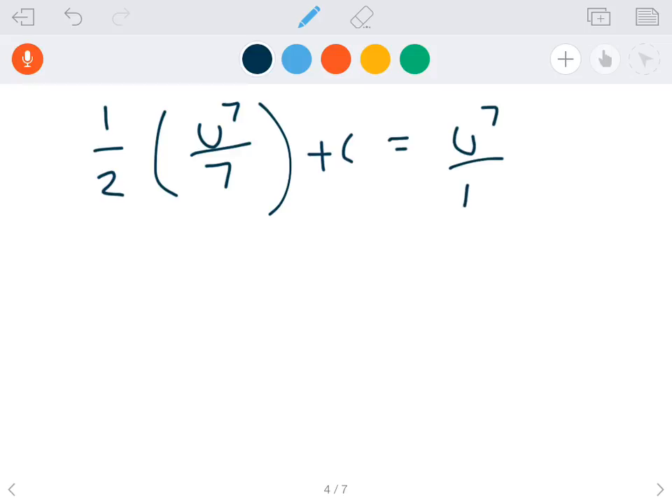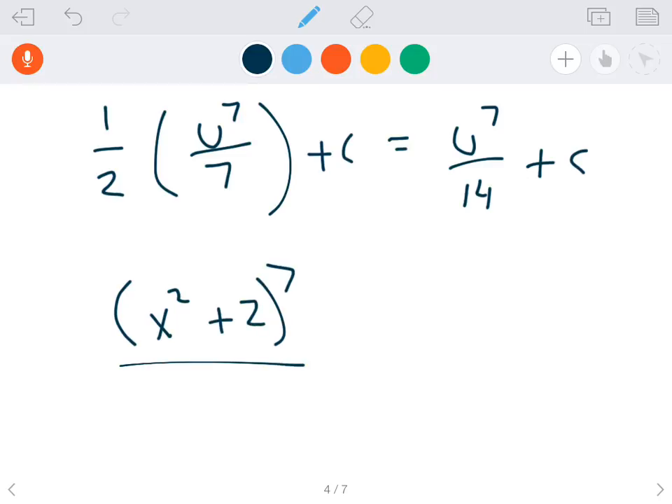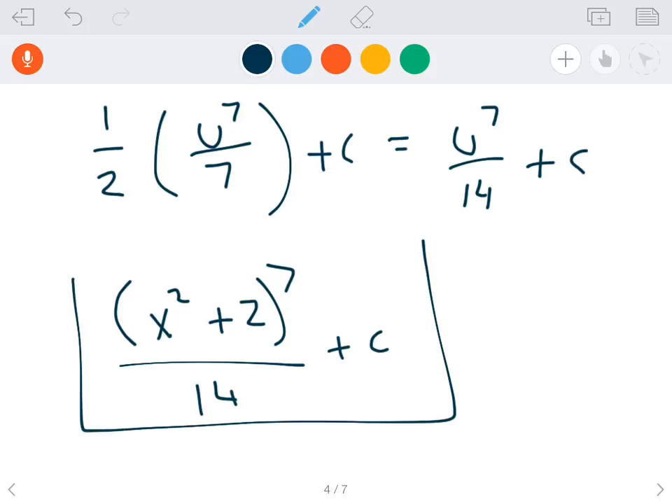And so I can solve that by the power rule then. Add 1 and divide by it, plus c. So that's u to the 7th over 14 plus c. I can't leave my answer in terms of u, so I have to go back and say, oh yeah, u is x squared plus 2. All that's raised to the 7th over 14 plus c. Done.